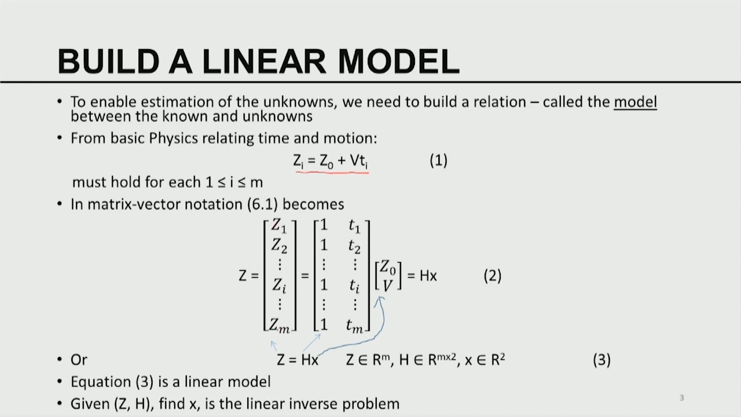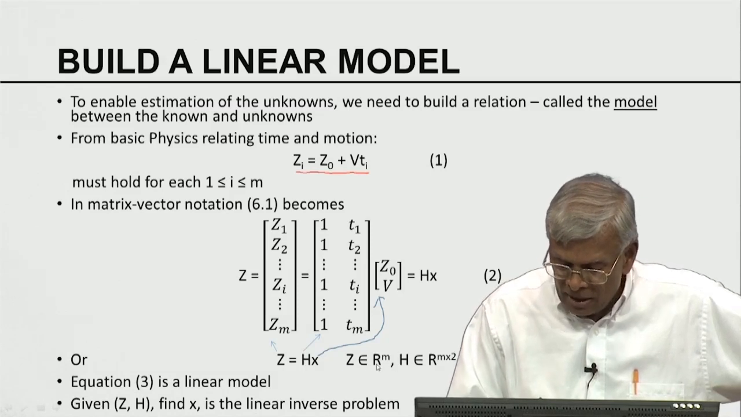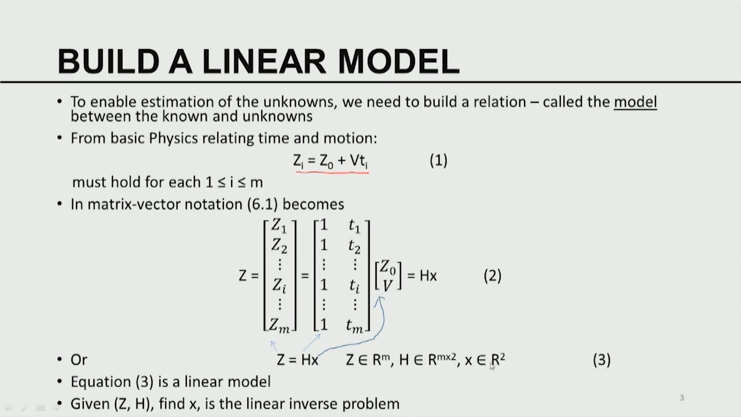So I call the vector z1 to zm as z. I call this matrix with the first column 1, second column t1, t2, tm as H. I call the vector z0 and v as x. So the components of x, there are two components. First component is z0, second component is v. The unknown is a vector of size 2. The known is a vector of size m. H is a matrix. H is an m by 2 matrix. It has m rows and 2 columns. So this problem can be stated as z is equal to H x. So z is equal to H x is the mathematical relation that simultaneously captures all the positions that are observed at m different times. So z is an m vector, H is a matrix which is m by 2, x is a vector which is in R2.